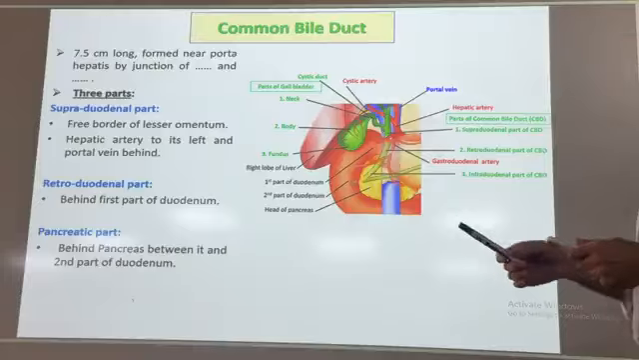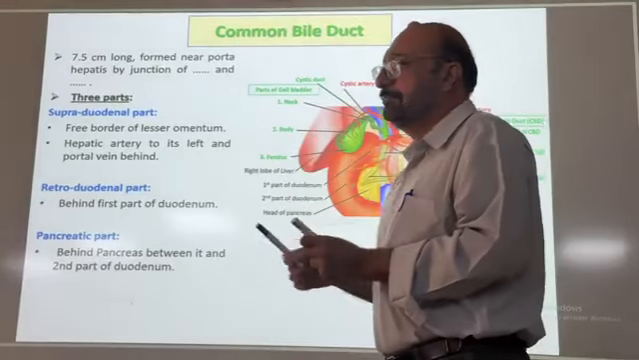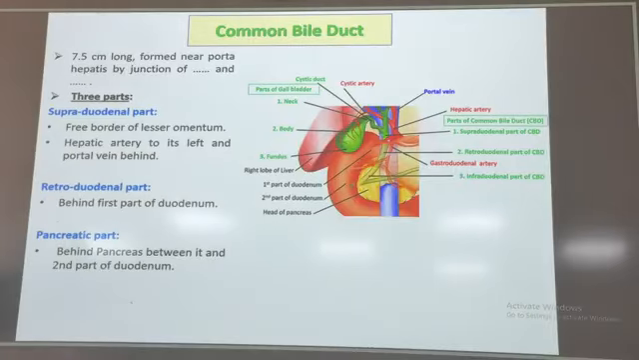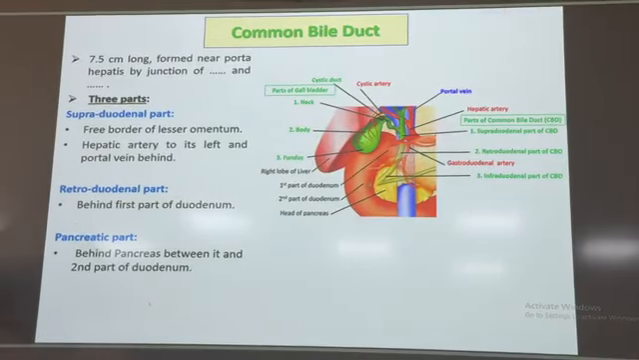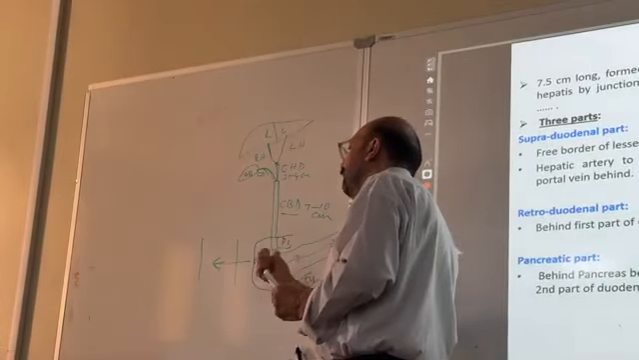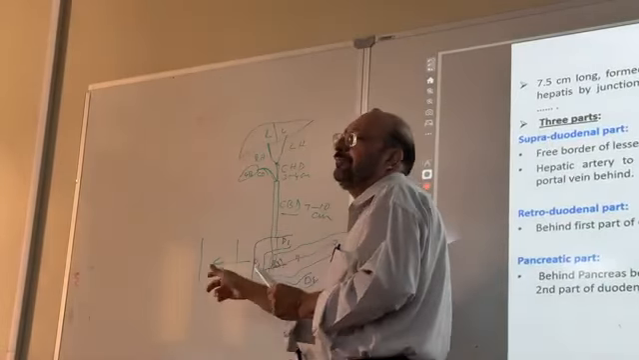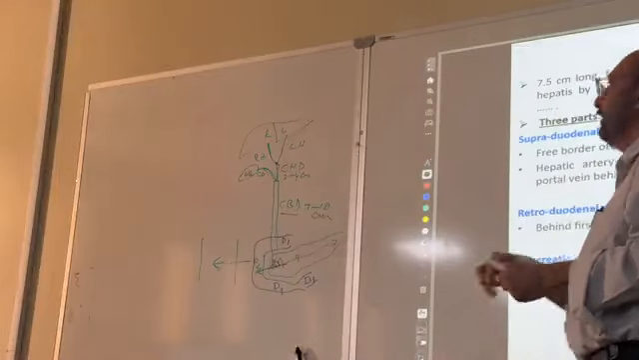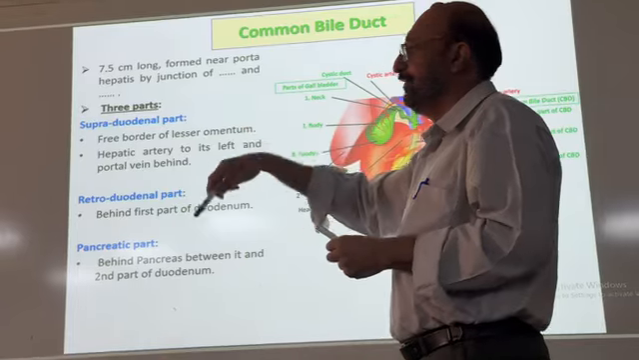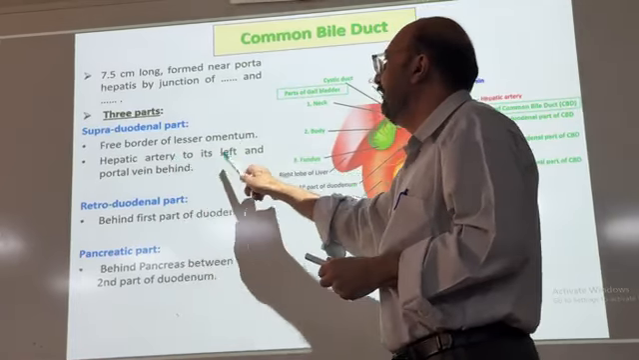Okay, three parts in relation to the duodenum. Here we have the duodenum. In relation to the duodenum, we have three parts: above the duodenum, the supraduodenal part; behind the duodenum, the retroduodenal part; and the pancreatic part, which is in relation with the pancreas and the duct. The supraduodenal part has the free border of the lesser omentum, and the hepatic artery to its left and the portal vein.